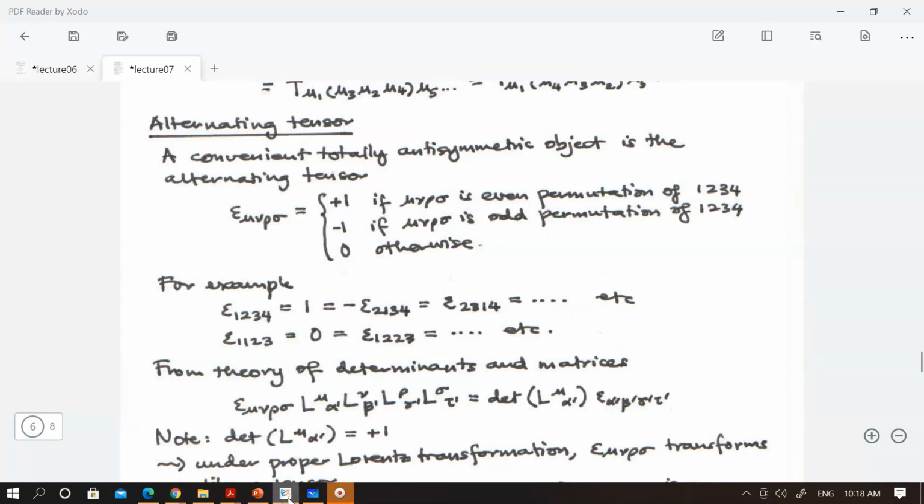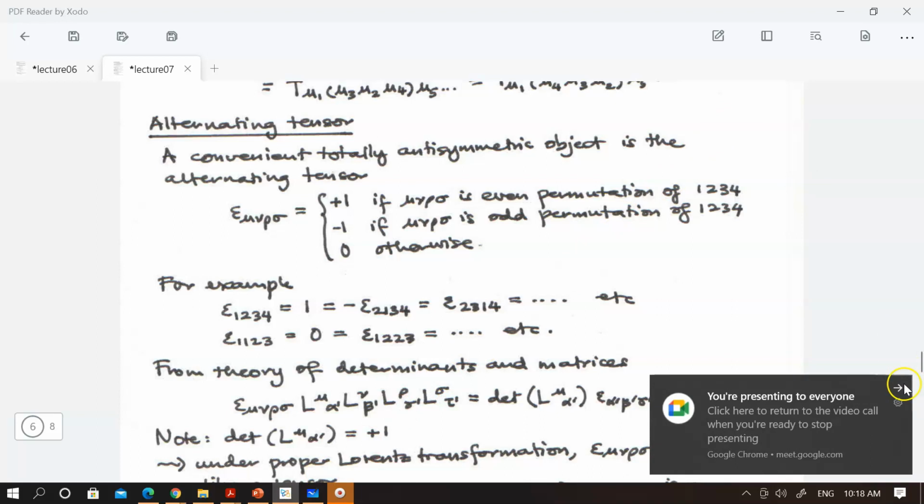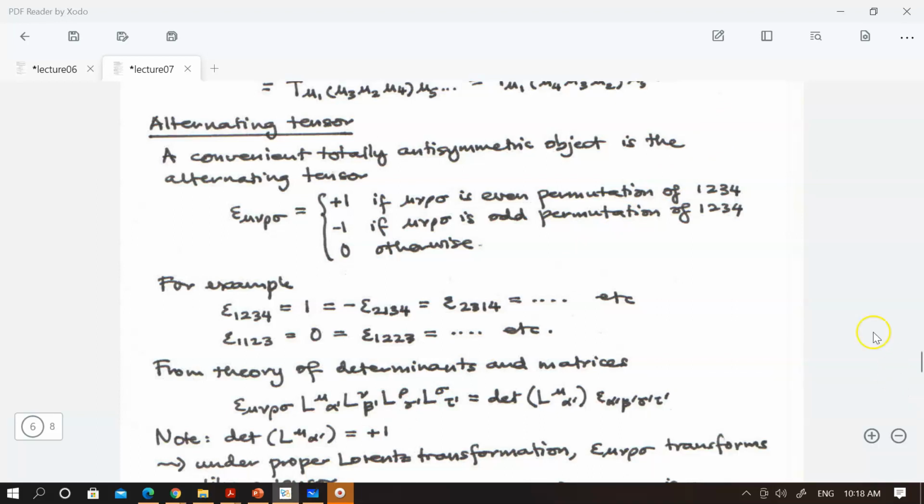Okay, so let's move on. An important tensor which is totally antisymmetric is something that is analogous to your Levi-Civita symbol that we have introduced in Euclidean space. We have a similar thing in this particular case for special relativity, and it's called an alternating tensor.